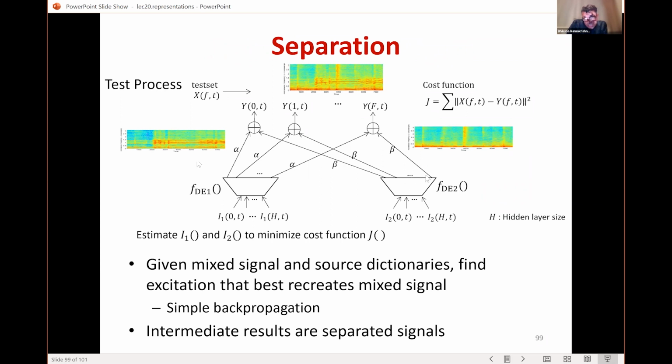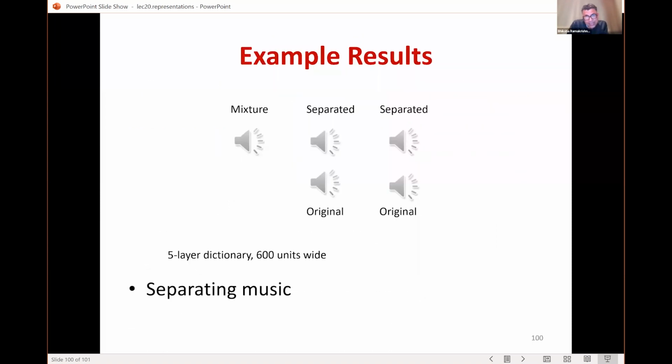These things are already fixed, right? These dictionaries are already learned. This has been learned from source one, this has been learned from source two. So now I can just give it the mixed recording and use backprop and say, what must the input to this guy be, and what must the input to this guy be, such that using these inputs, when I sum the outputs of these two networks, it looks like my mixed recording. Once I learn those inputs, then the output of just this portion of the network is going to give me my first source. The output of just this portion of the network is going to give me my second source, right? Let's see how well that works.